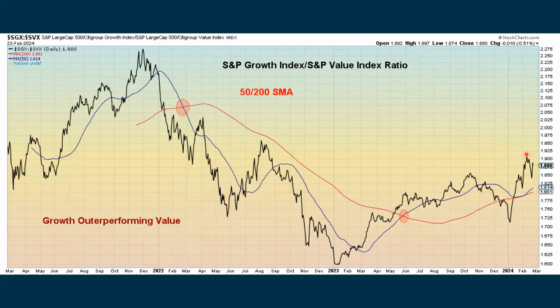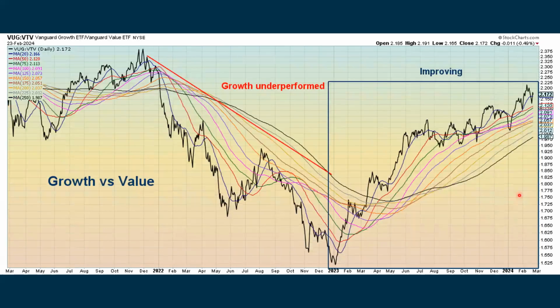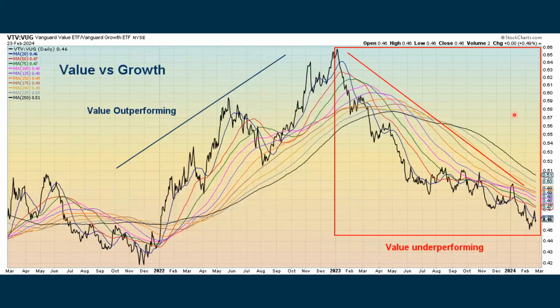Then we look at some other indexes showing how growth is outperforming. And then we look at some other measurements here also showing how growth has been outperforming value and value has been underperforming growth. So we're seeing a real consistency here with growth outperforming value. Even though in and of themselves, value and growth are in uptrends, growth has been doing even better. And that's more positive for the market.